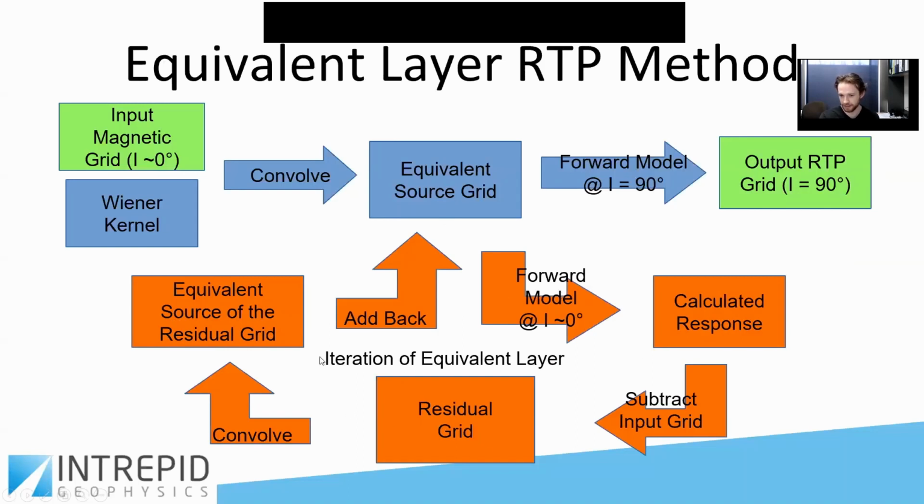And you can actually repeat this process a number of times to try and narrow down and reduce the error between our inclined forward model and the original inclined data set. And then at the end, when you approach the best result, you can then take our forward model at 90 degrees to get that RTP grid.